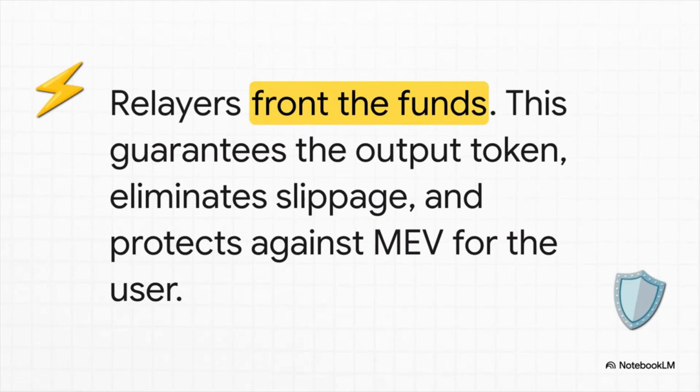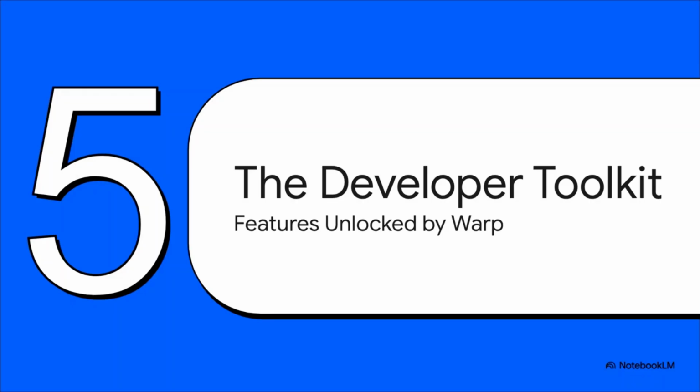And again, all this speed and certainty is possible because the relayers are the ones fronting the funds. This is fantastic for the user. It means the output is deterministic. What you see is what you get. No more nasty surprises with slippage. It even helps protect you from things like MEV, because the complex routing is handled by a pro. Okay, so we've covered the architecture and the crazy performance. Now, let's pivot and look at what this means for you, the developers. What's in the toolkit, and what new features does this unlock?